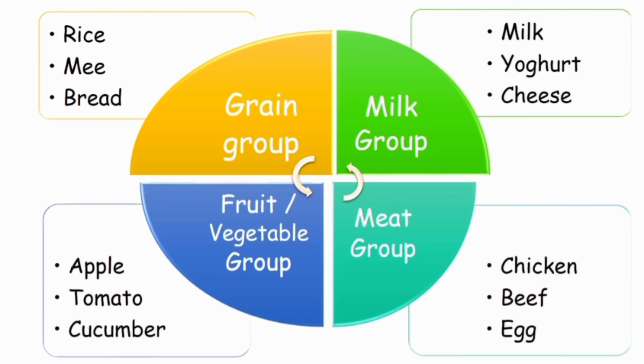For healthy food, we have 4 groups. Grain group, the first one, kumpulan bijirin. We have rice, mie and bread.